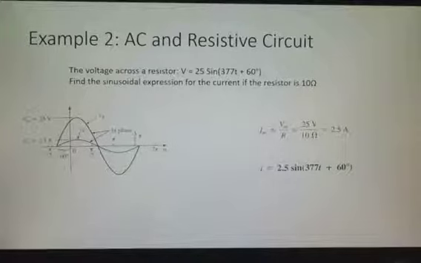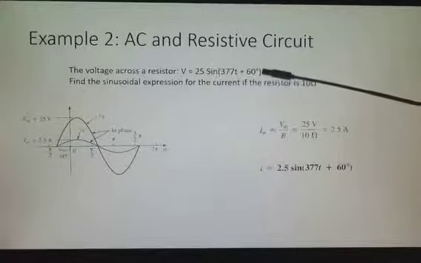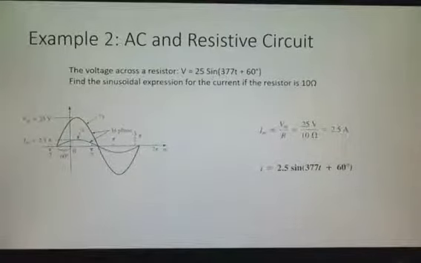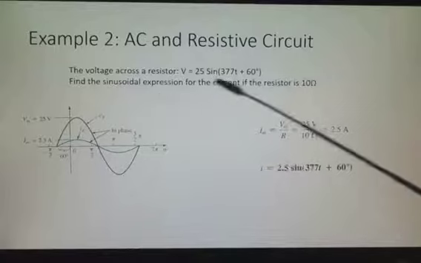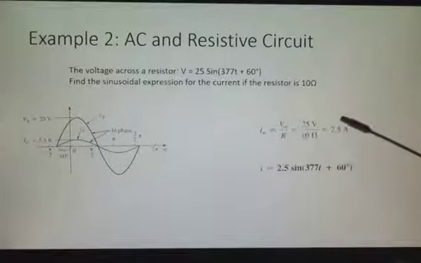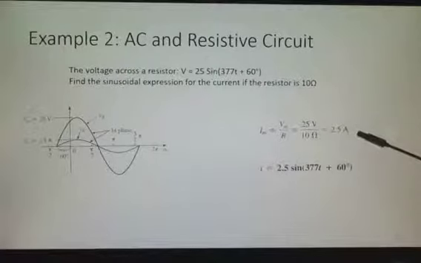Now, let's do another example, except we're not starting at the origin this time. We're starting at 60 degrees to the left of the origin. So find the sinusoidal expression for current when there's a 10 ohm resistor. So current is voltage divided by resistance. 25 divided by 10 gives me 2.5 amps.